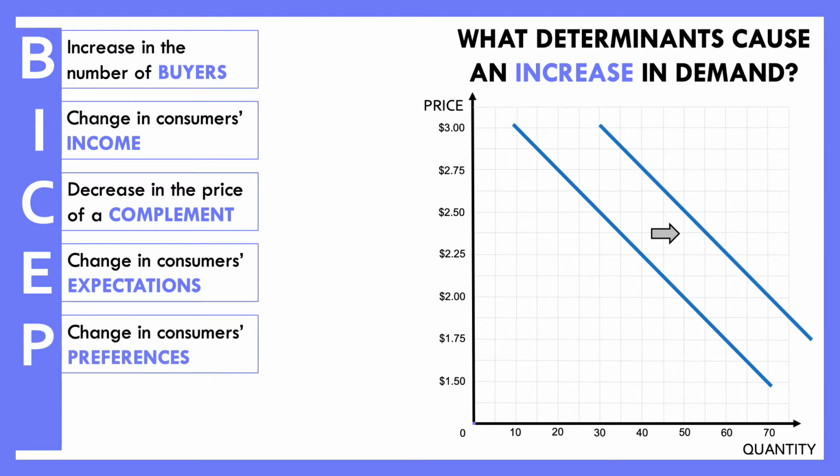P stands for preferences. This could be a whole number of things. It could have to do with advertising, right? Advertising attempts to change our preferences. When I turn on the TV and I see a commercial and it's for some restaurant, I'm just like, man, that looks good. That food looks great.